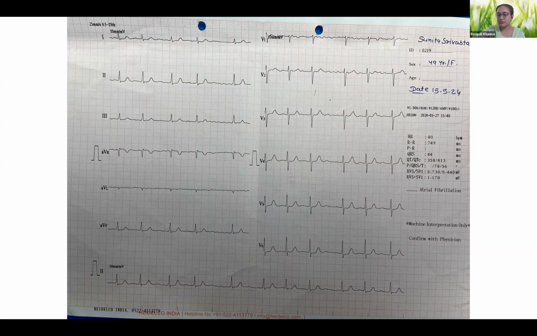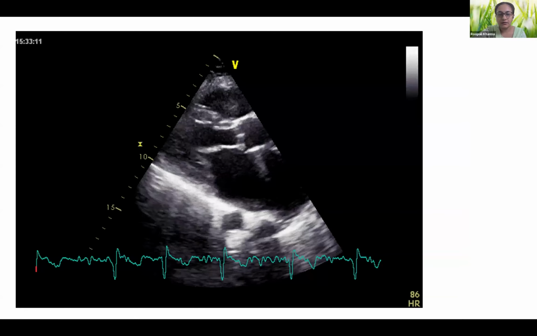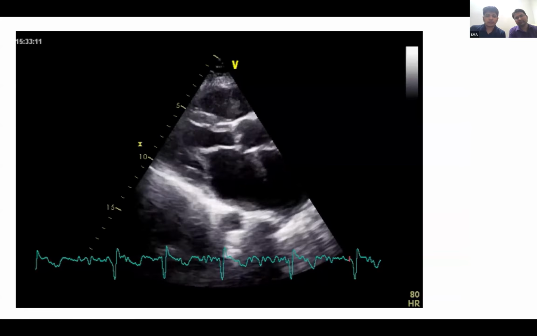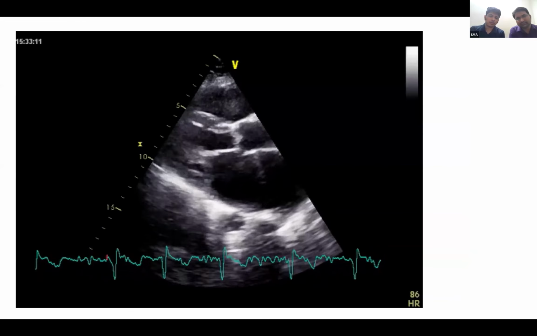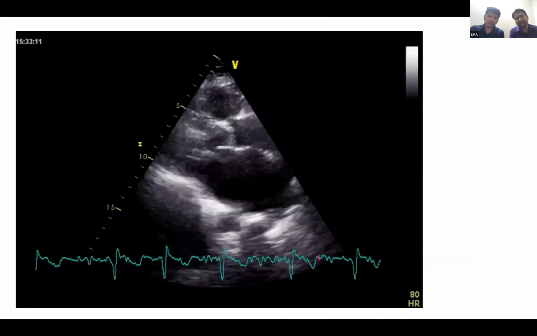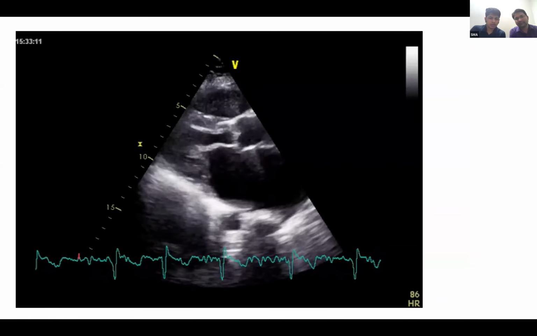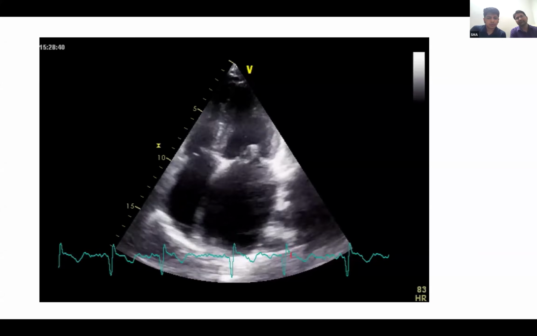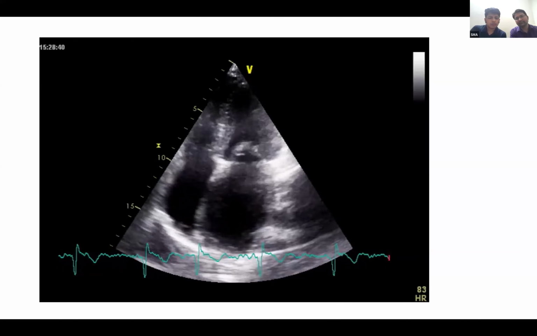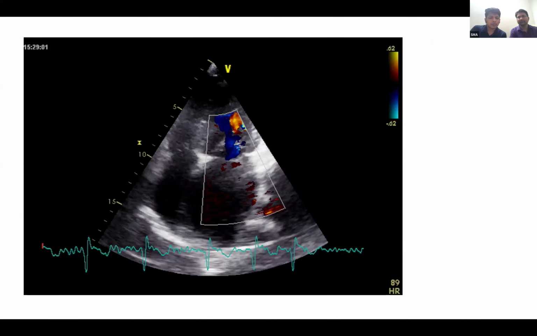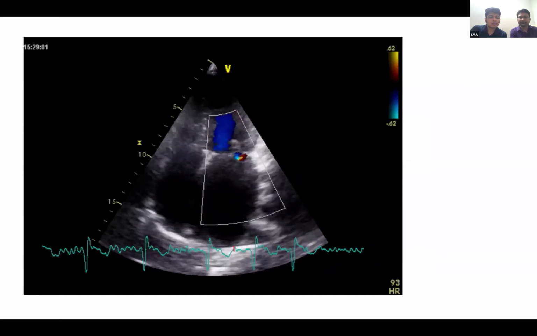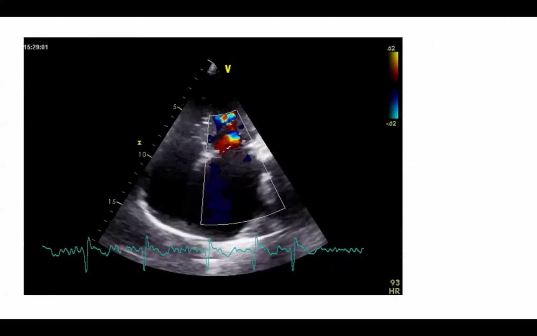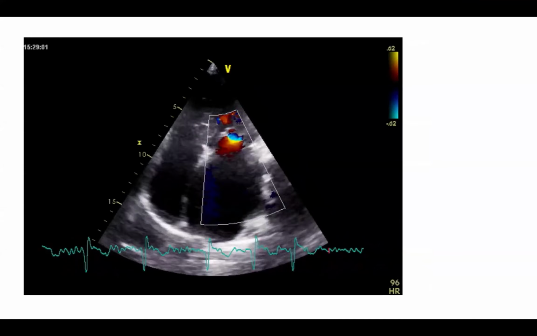Can we have the echo? Yeah. This is the parasternal long axis view showing thickened doming mitral valve with thickened aortic valve and left atrial enlargement. This is the 4-chamber view. There is no MR. Maybe there's a gradient across the.